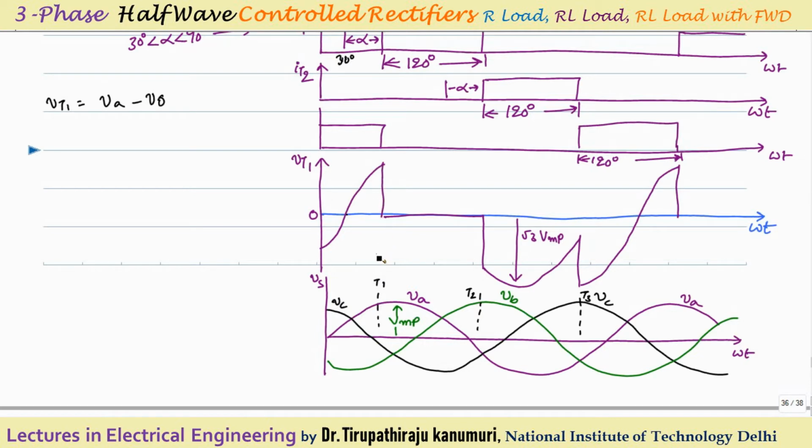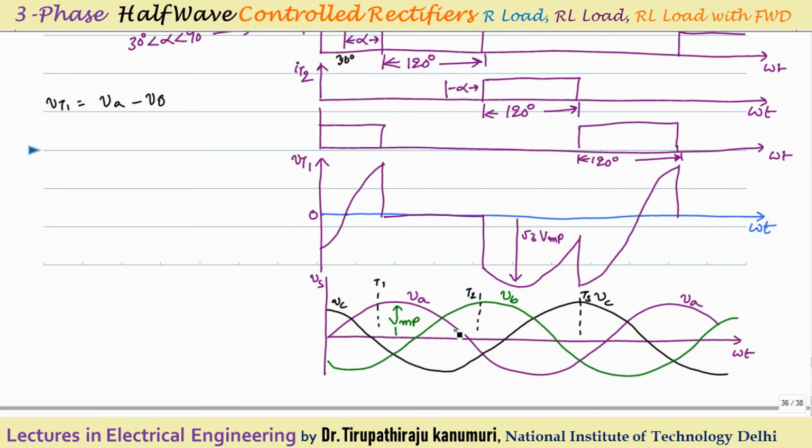So let us assume we have fired the thyristor at this instant. So after this instant, the thyristor started conducting. So automatically the output voltage will be equal to VA and the voltage across the thyristor is equal to 0. So again at this instant, thyristor T2 is fired. When the thyristor T2 is fired, what is your output voltage? Output voltage will be equal to VB. So the voltage across thyristor 1 will be equal to VA minus VB.